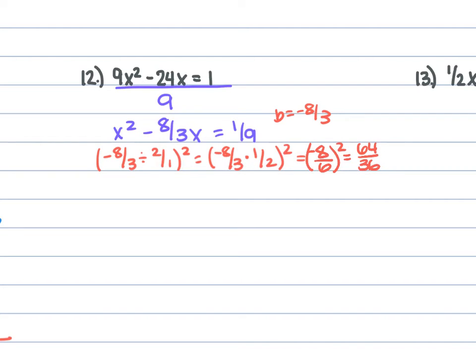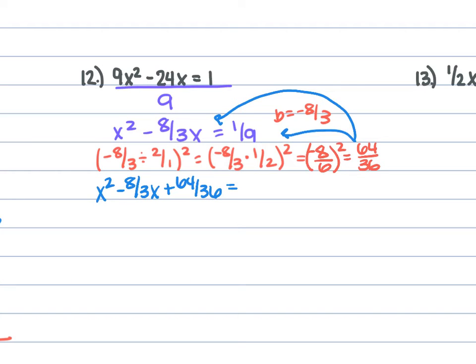So I'm going to add this to both sides to give me x squared minus 8/3 x plus 64 over 36 is equal to 1/9, which is the same thing as what over 36? 9 times 4 is 36, so it's going to be 4 over 36 plus 64 over 36. So from here, if I factor that left side, I'm going to have x minus 8 over 6 squared is equal to 68 over 36.